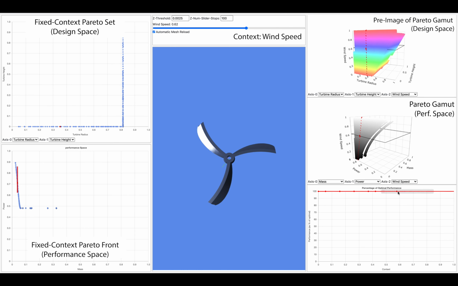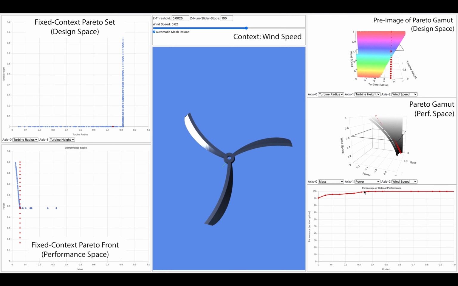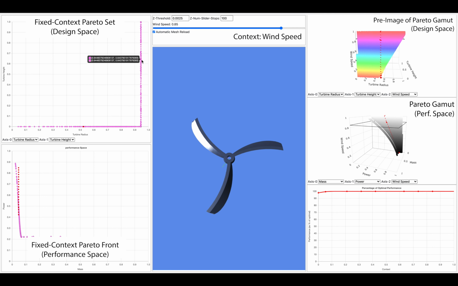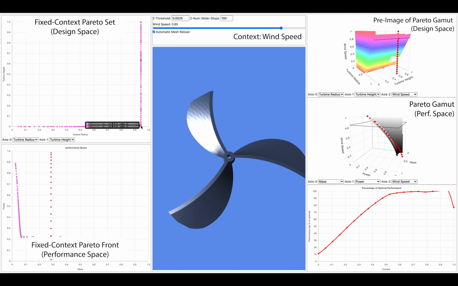We quantify this relative optimality in the lower right plot. By exposing each design's sensitivity, we help engineers avoid designs which are overly optimized for some context, but poorly performant in many other plausible situations.